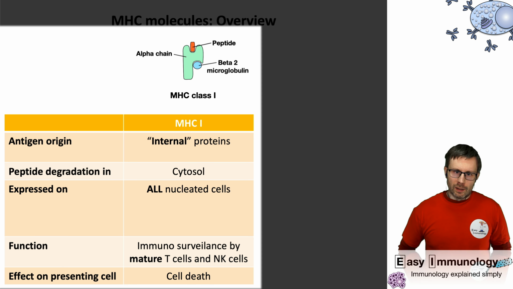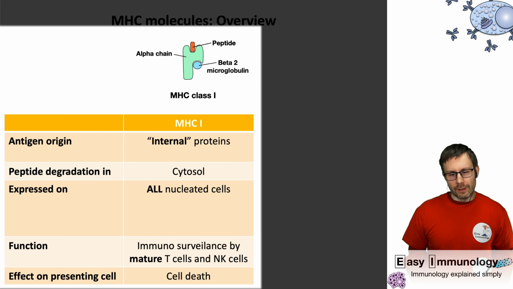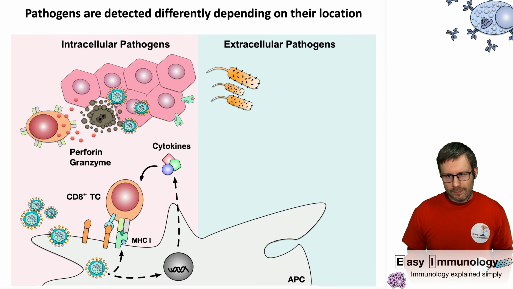And the function of these MHC1 molecules is to show on the surface of the cell what happens inside the cell. And the effect of the cell presenting these MHC molecules, with the exception of the antigen-presenting cells, is that the cell gets killed because it shows virus peptides.